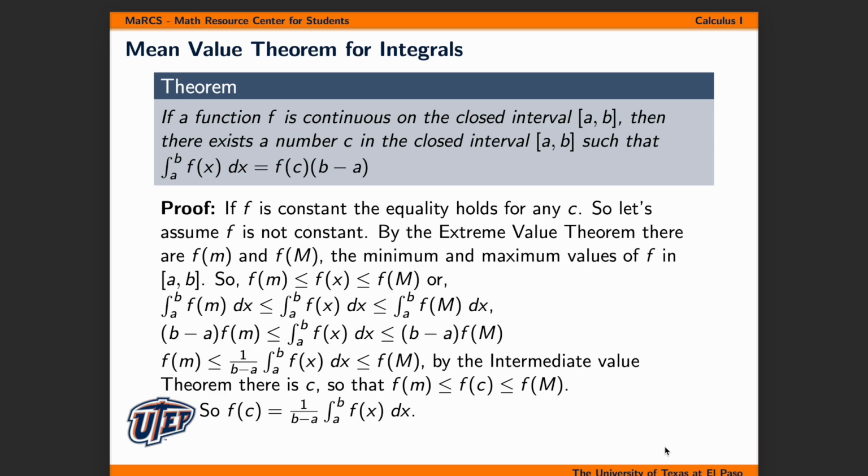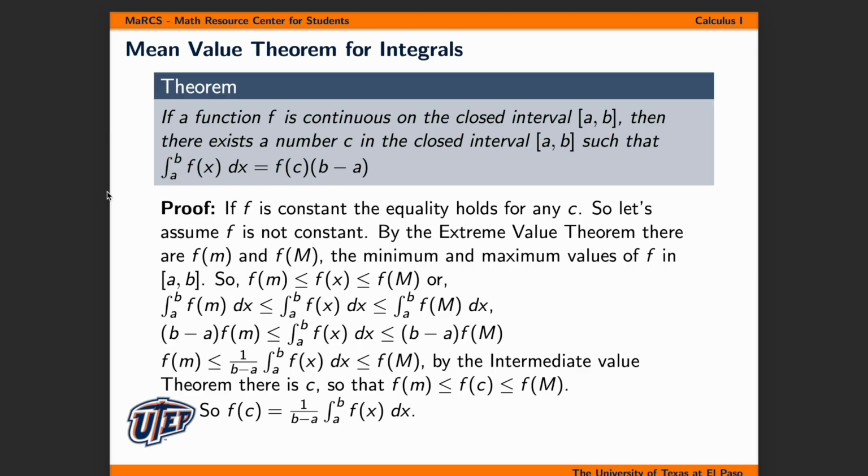Now we will be going over the mean value theorem for integrals. So if a function f is continuous on the closed interval from a to b, then there exists a number c inside the closed interval from a to b, such that our integral of our function f of x with respect to x evaluated at a and b will be equal to our function evaluated at that point c times b minus a. So our proof goes as follows.